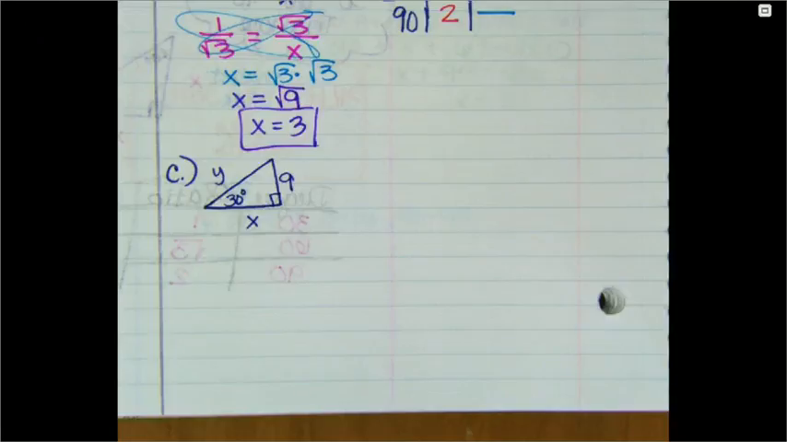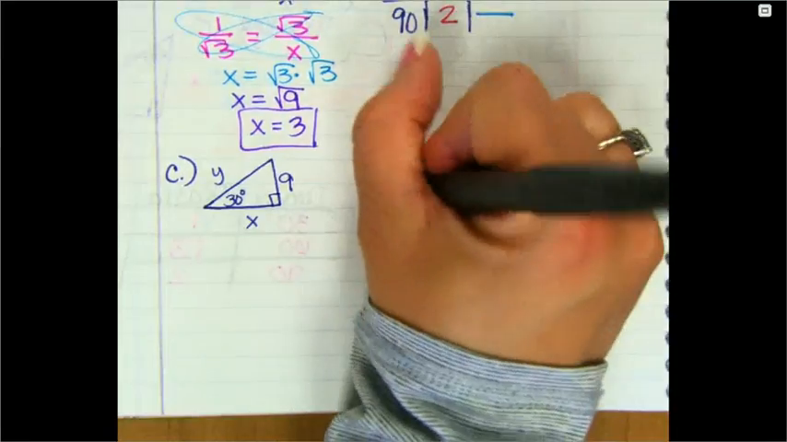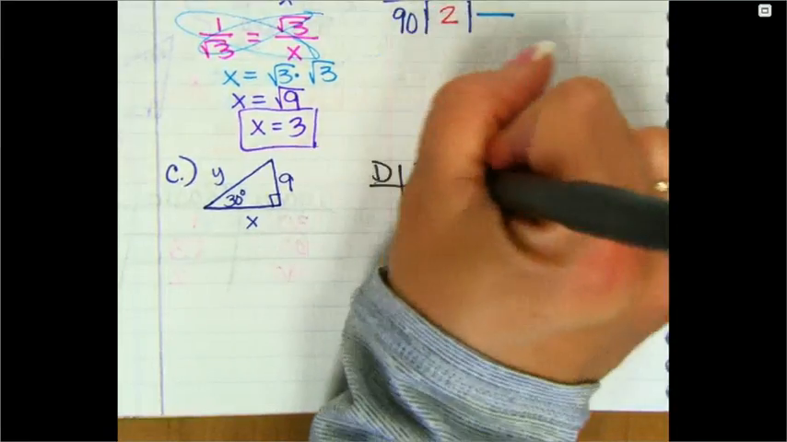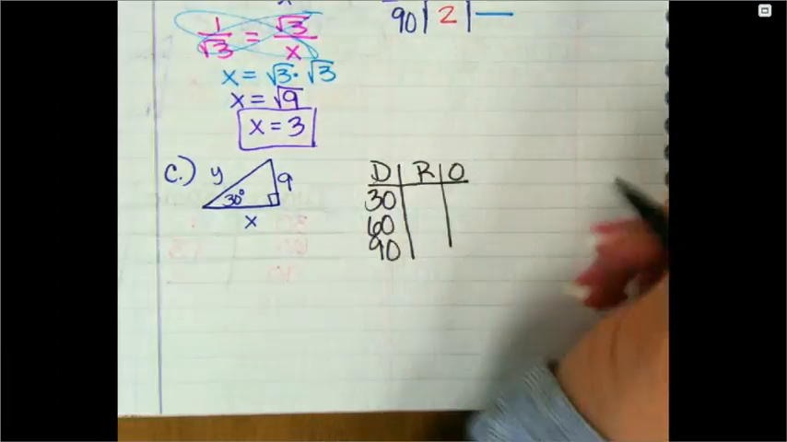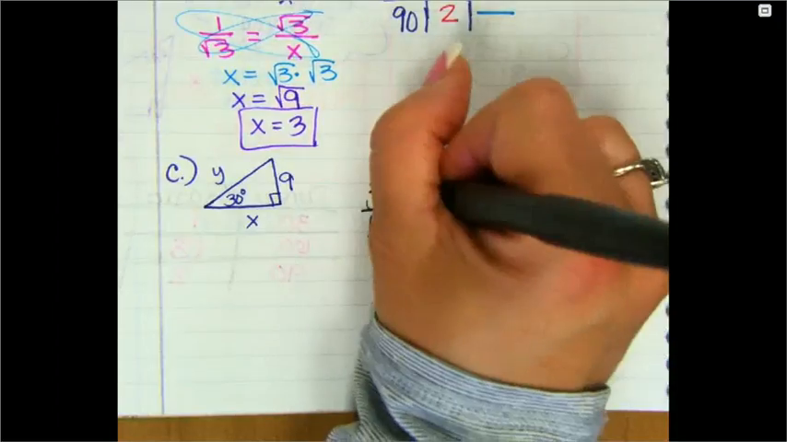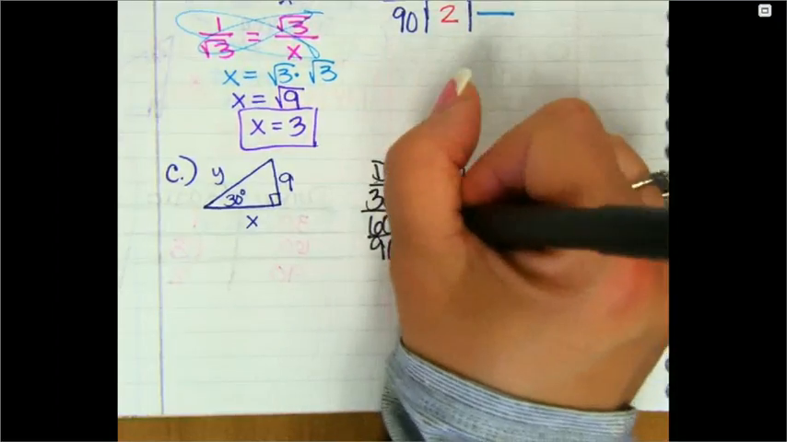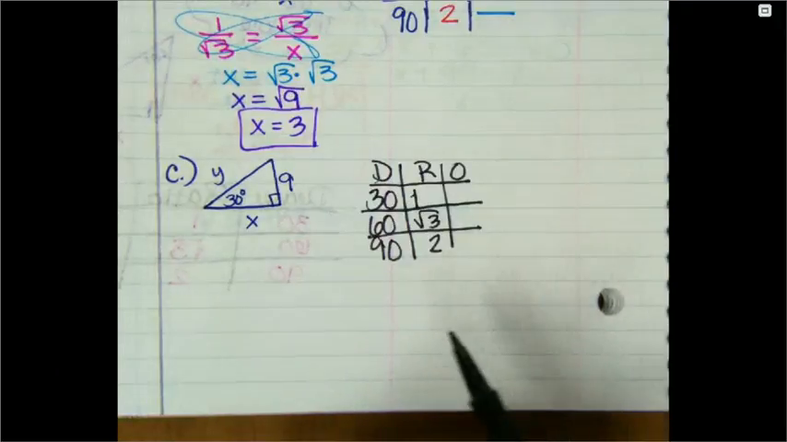Ready? You should have degree, ratio, opposite. Under degree is what? 30, 60, 90. Under ratio is what? 1, radical 3, 2. From the other side of the paper that I told you had to memorize.